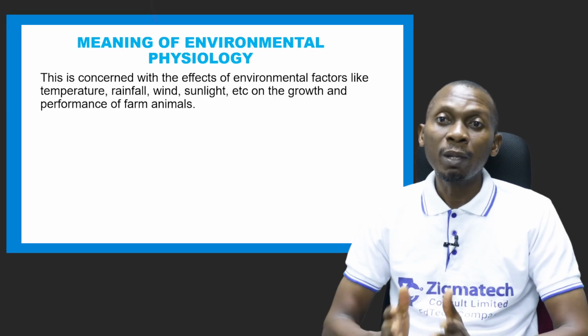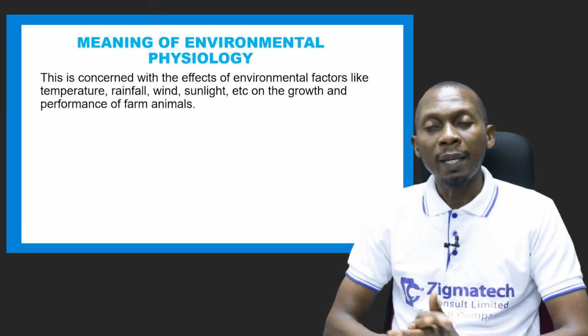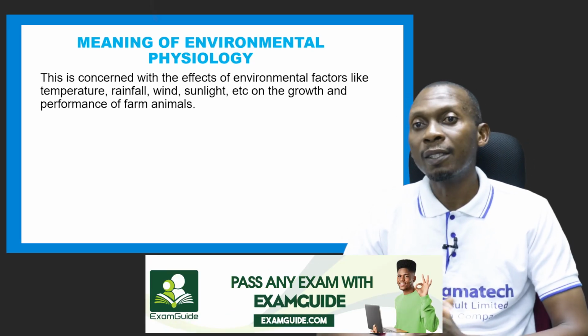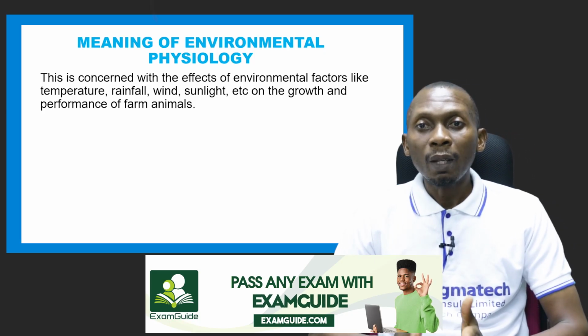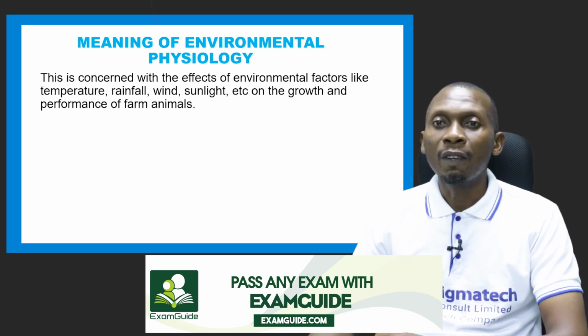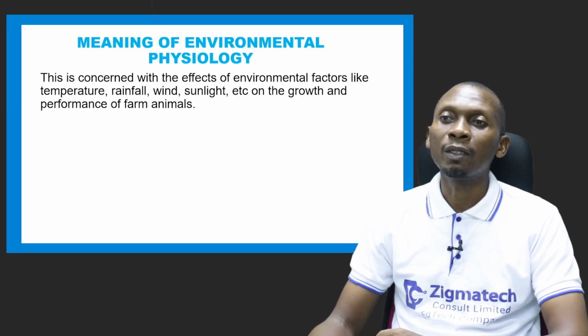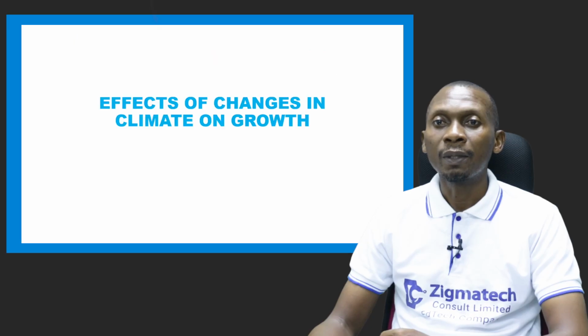If they're at an extreme level, it could have a negative effect on the animal. And we need to know how to manage our farm animals, or to manage the situation as regards the performance or comfort of our farm animals. So this is the meaning of environmental physiology. It has to do with the effects of environmental factors on the performance of farm animals.